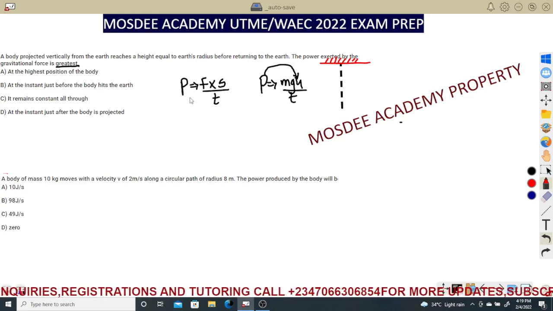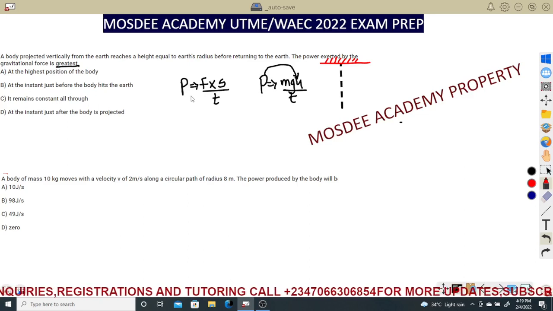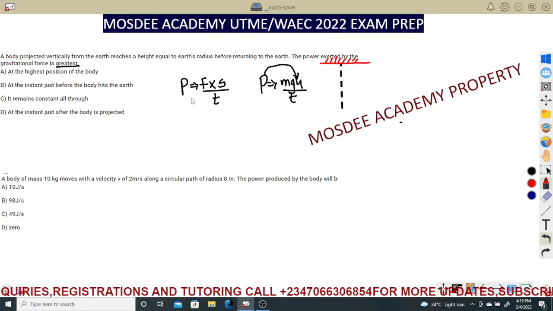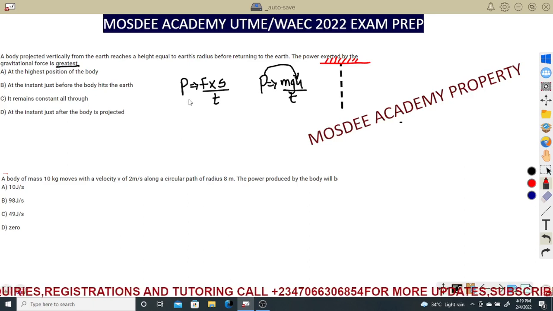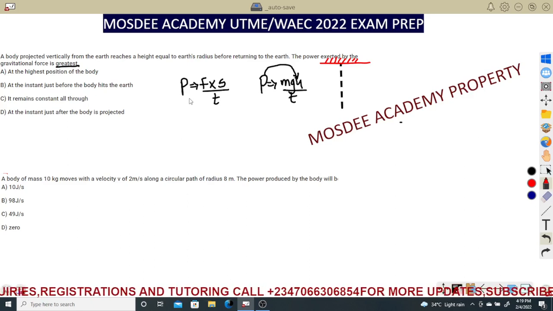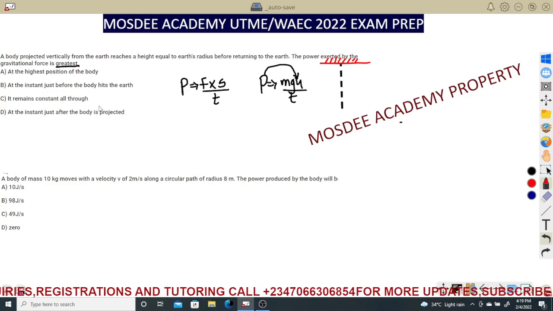No. It is not, until the body reaches the maximum. In fact, if it reaches the maximum, the work energy theorem comes in. The energy has been conserved, then you can start saying that, but we're talking about power. Power is independent of distance or height of the body.